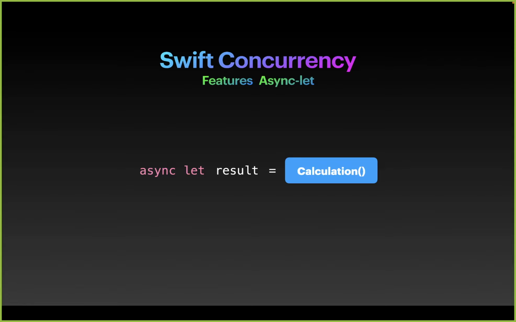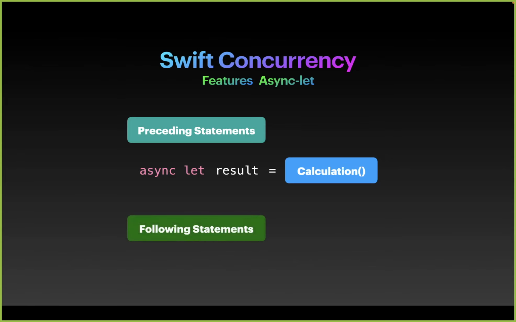When you are using async let, assume we have preceding statements that do some operations, and also following statements that do some operations after this line. The code flow is: first it executes all the preceding statements. Now when it comes to the result, you create a new child task and run this calculation function concurrently. This calculation function is some async function we defined.